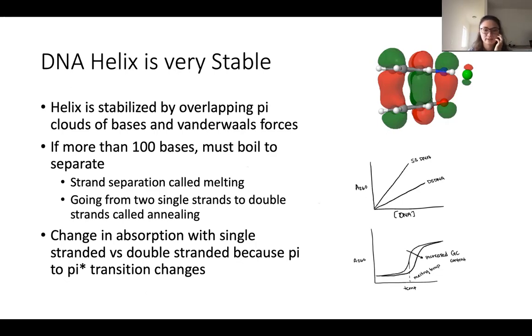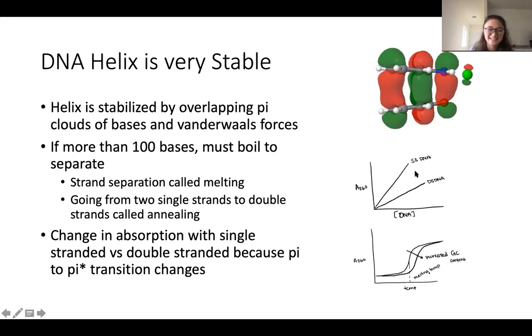If you remember when we talked about tryptophan and tyrosine and how they absorbed UV light because of their pi electrons, the same is true for DNA. So we have UV absorption from DNA. That's how things like a nanodrop work, if you've used those in lab. And there's a different absorption from single and double stranded, and that's because of these overlapping pi clouds. You get less absorption for the double stranded DNA because it's more difficult for it to go through that pi to pi star transition because of these interactions. You don't need to know that. I just think it's really cool.